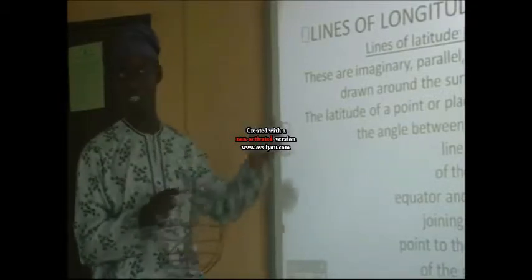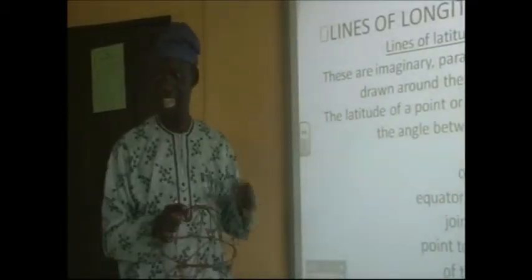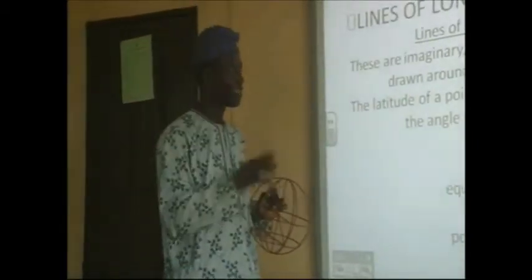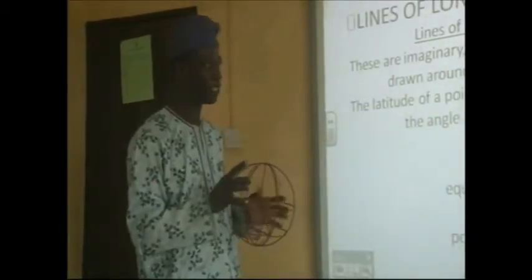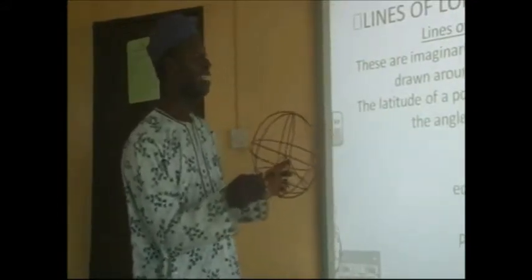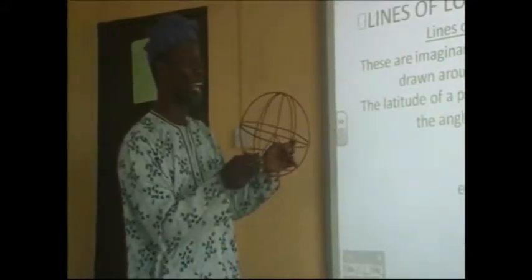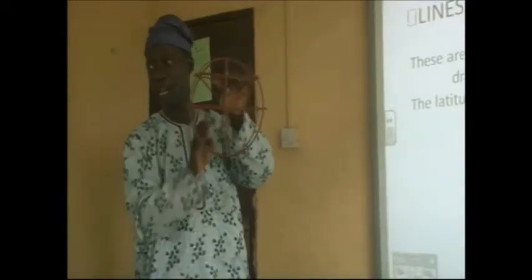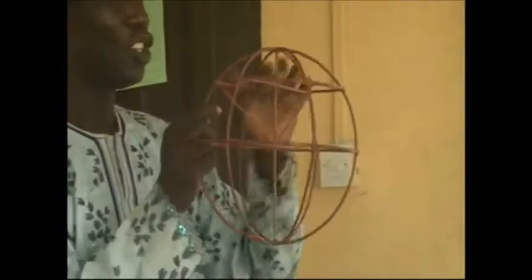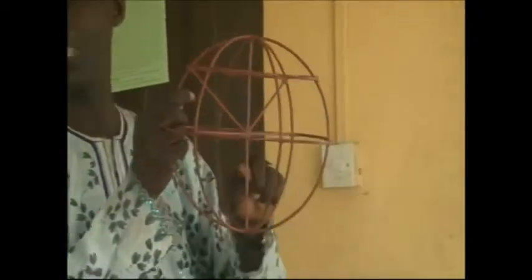So you have to know that they are not really lines in the sense of lines, they are circular lines drawn around the surface of the earth. The latitude of a point or place on the earth's surface, just as we said here, is the angle between the horizontal line of the equator. Where is the horizontal line of the equator now? You can see that horizontal line here. This line here. You know it's horizontal, parallel to the ground, of the equator. And the line joining the point to the center of the earth.